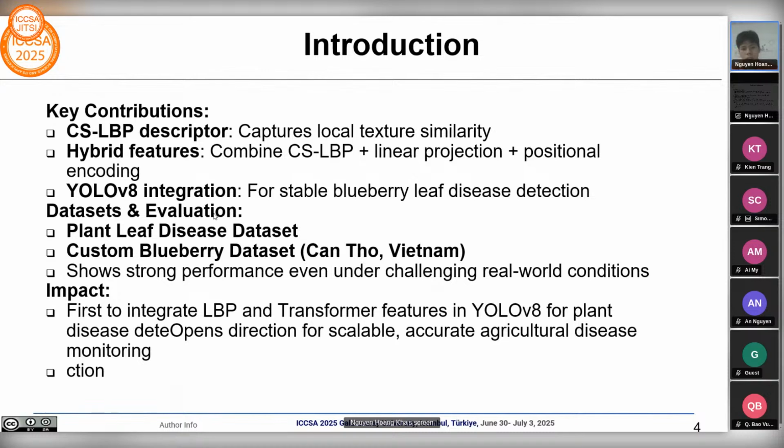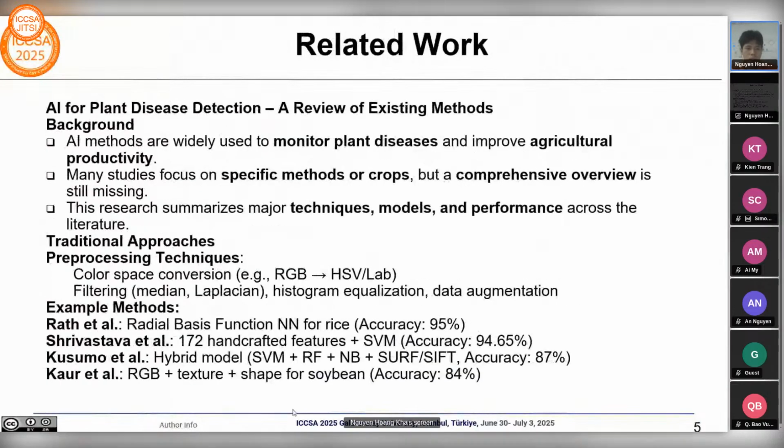For the dataset and evaluation, we use the plant leaf disease dataset, and we have another dataset, a custom blueberry dataset from Cần Thơ, Vietnam. And we saw strong performance even under challenging real-world conditions. Next is related work. In AI for plant disease detection, reviewing existing methods, AI methods are widely used to monitor plant disease and improve agricultural productivity. In the traditional approach, we have preprocessing techniques: color space conversion, filtering, histogram equalization, and data augmentation.